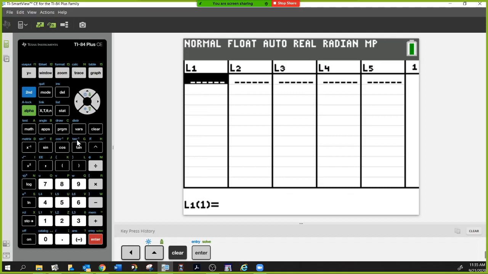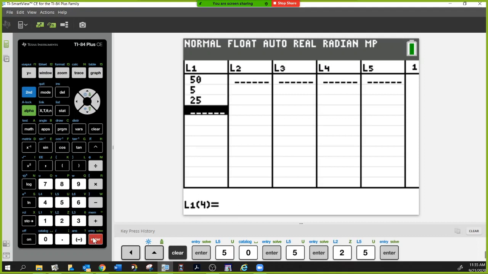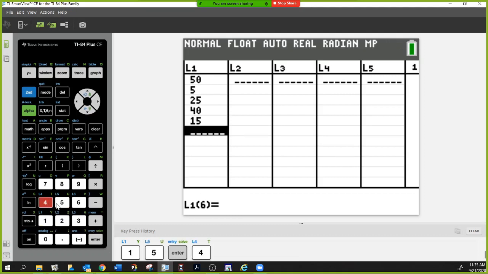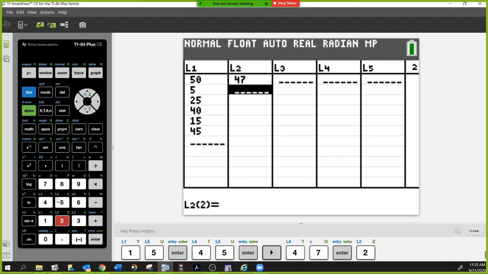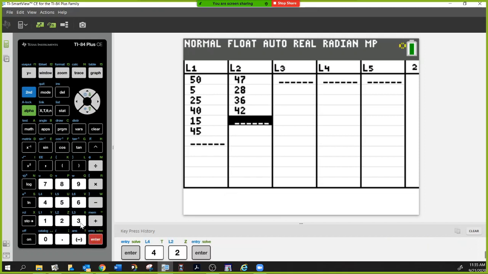If someone could give me the x's, that would be great. 50, 25, 40, 15, 45. And the matching y's? 47, 28, 36, 42, 34, and 41.